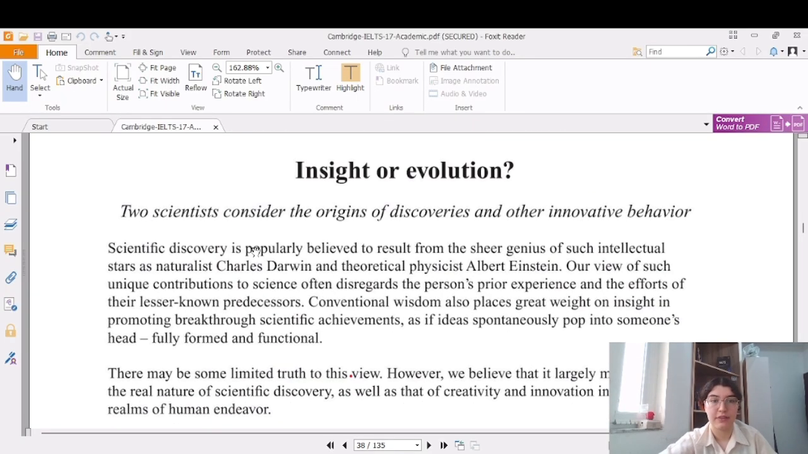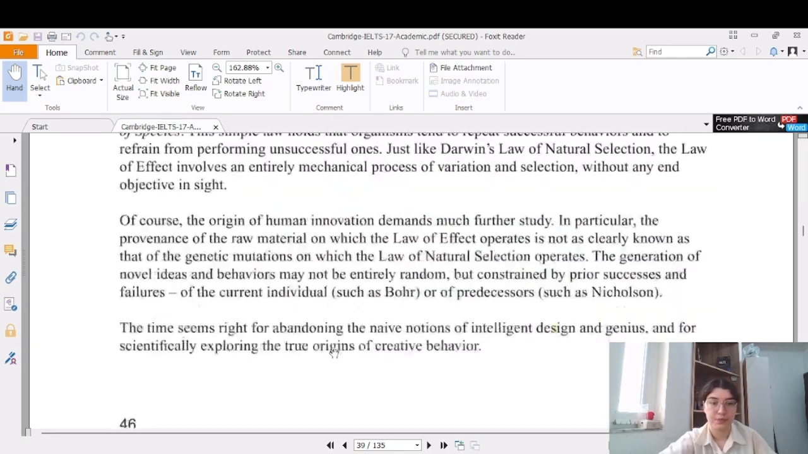It says that scientific discovery is popularly believed to result from the sheer genius of such intellectual stars as naturalist Charles Darwin and theoretical physicist Albert Einstein. Our view of such unique contributions to science often disregards the person's prior experience and the efforts of their lesser-known predecessors. Conventional wisdom also places great weight on the insight in promoting breakthrough scientific achievements, as if ideas spontaneously pop into someone's head, fully formed and functional.